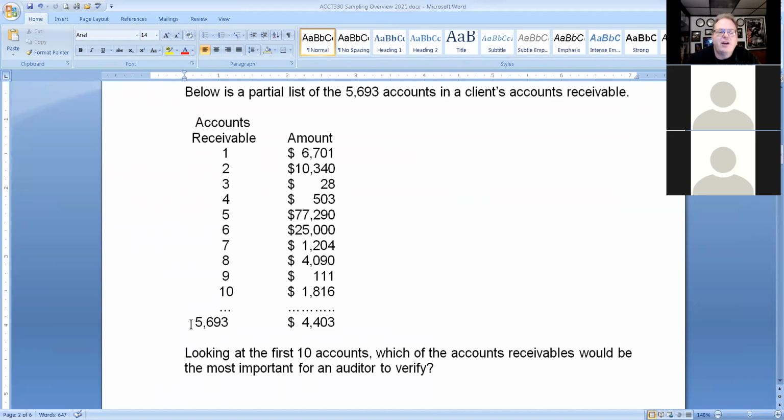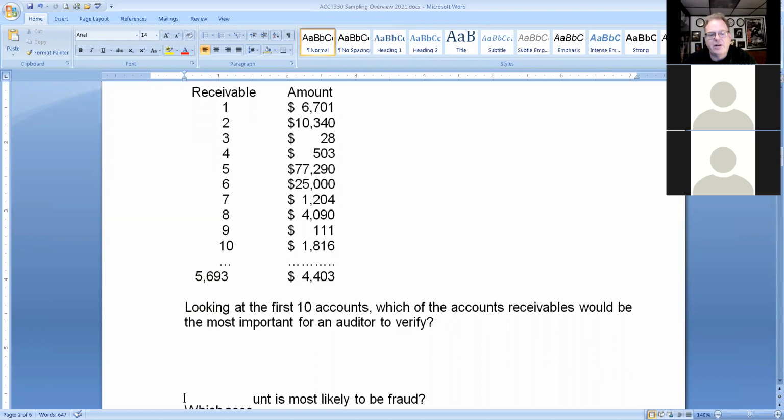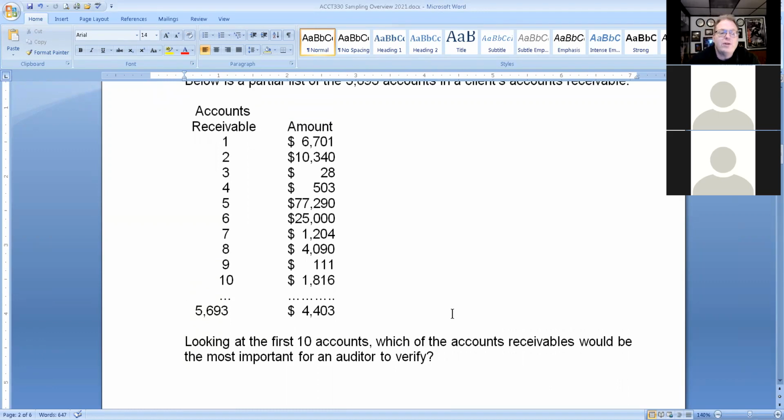We have the first 10 here, and we also have the last one, number 5,693, but there's 5,000 plus accounts in here. And looking at the first 10 accounts, which of the accounts receivable would be the most important for an auditor to verify?